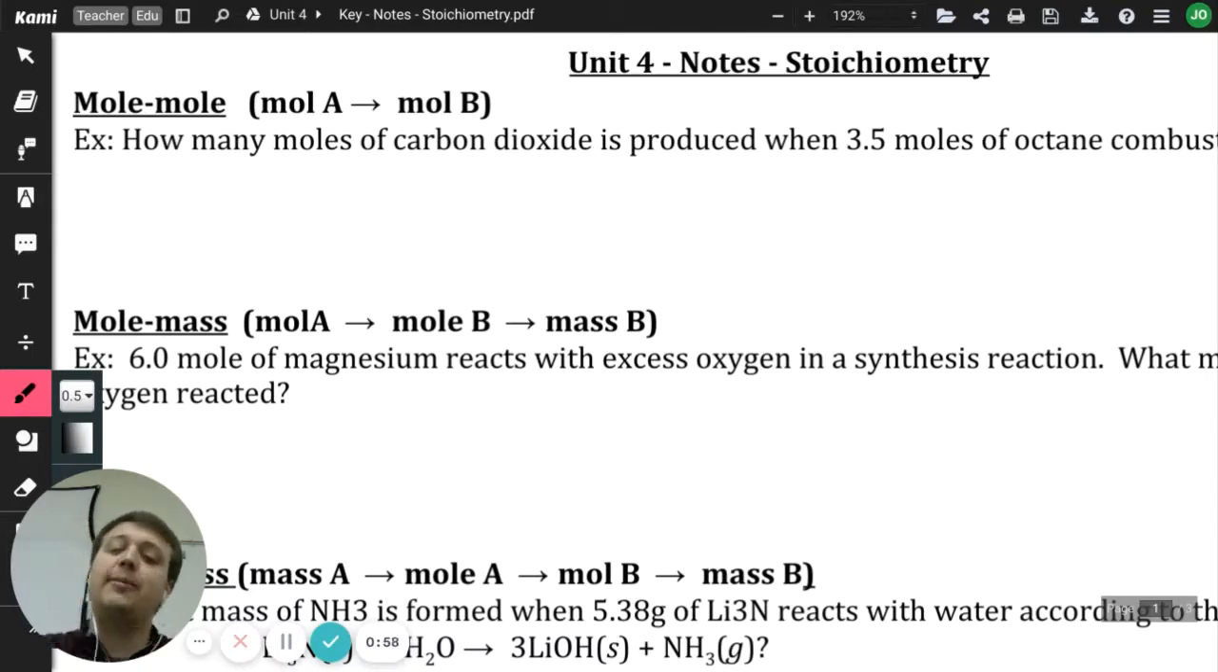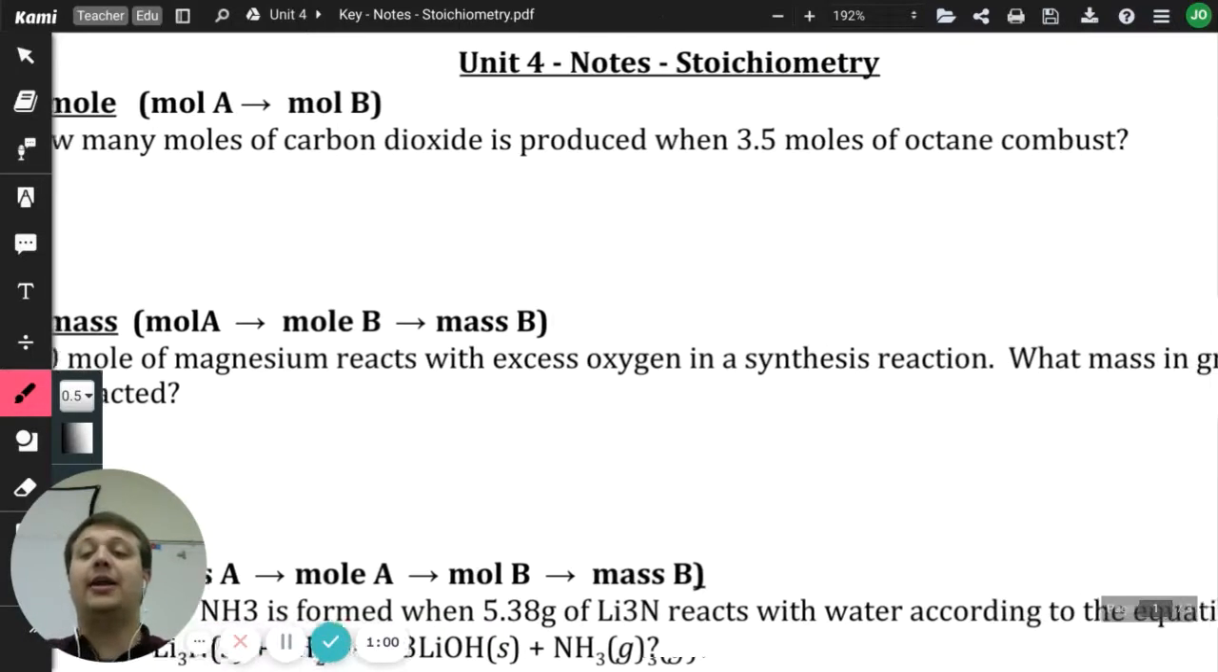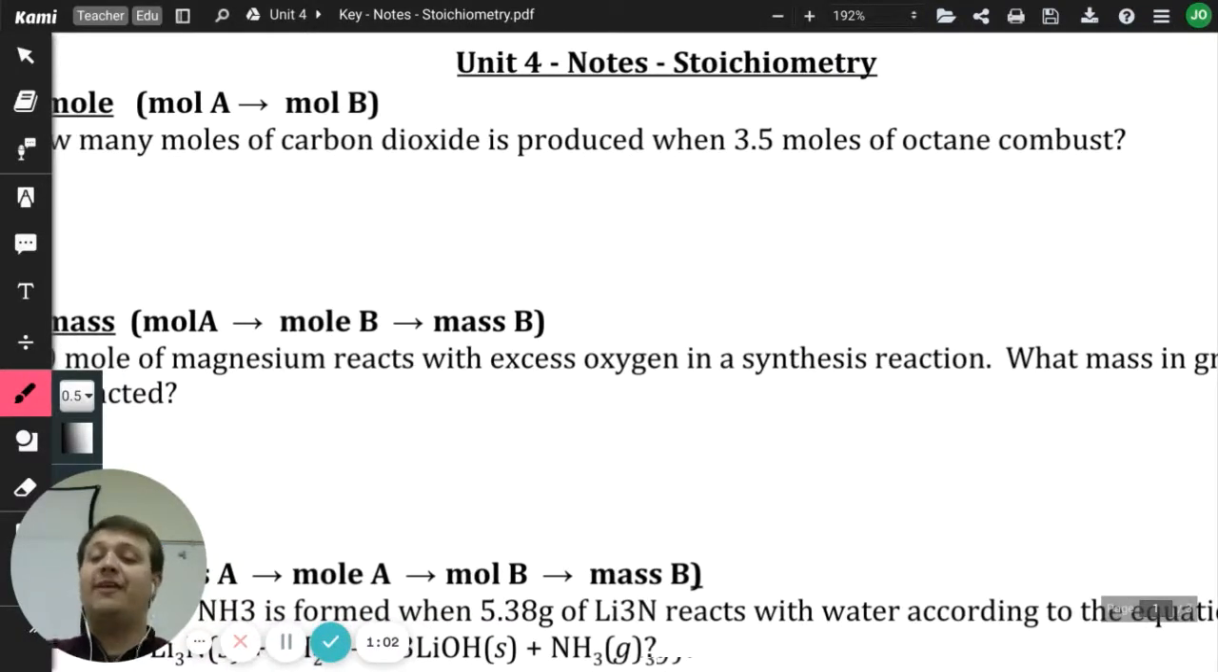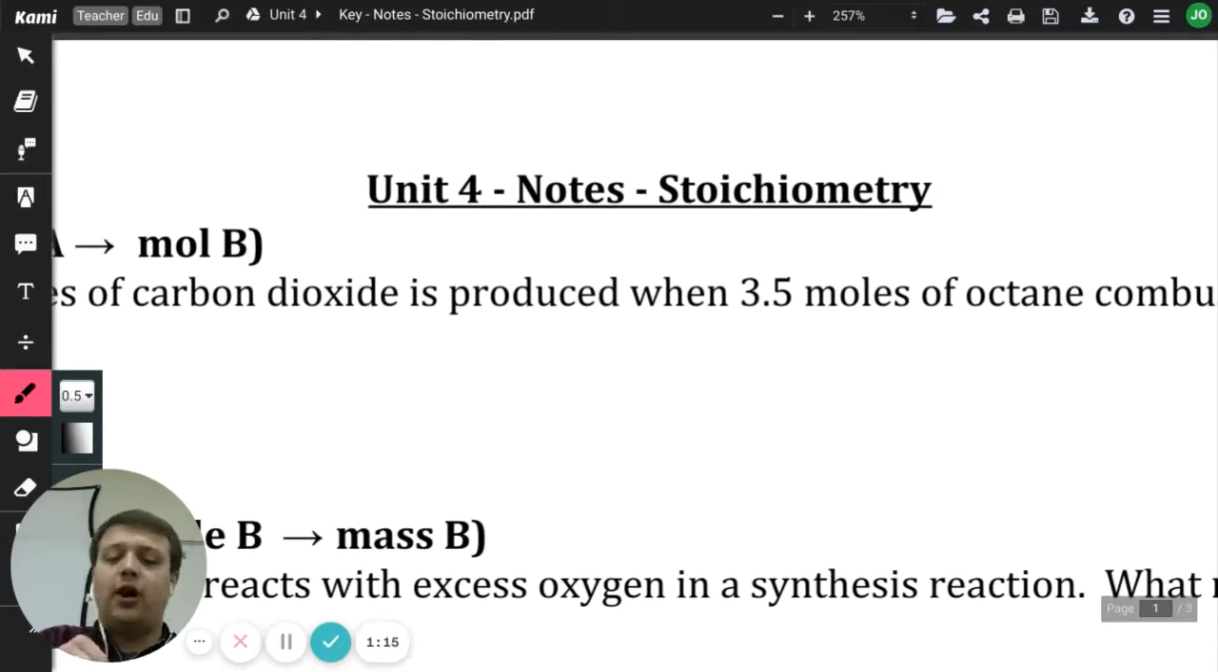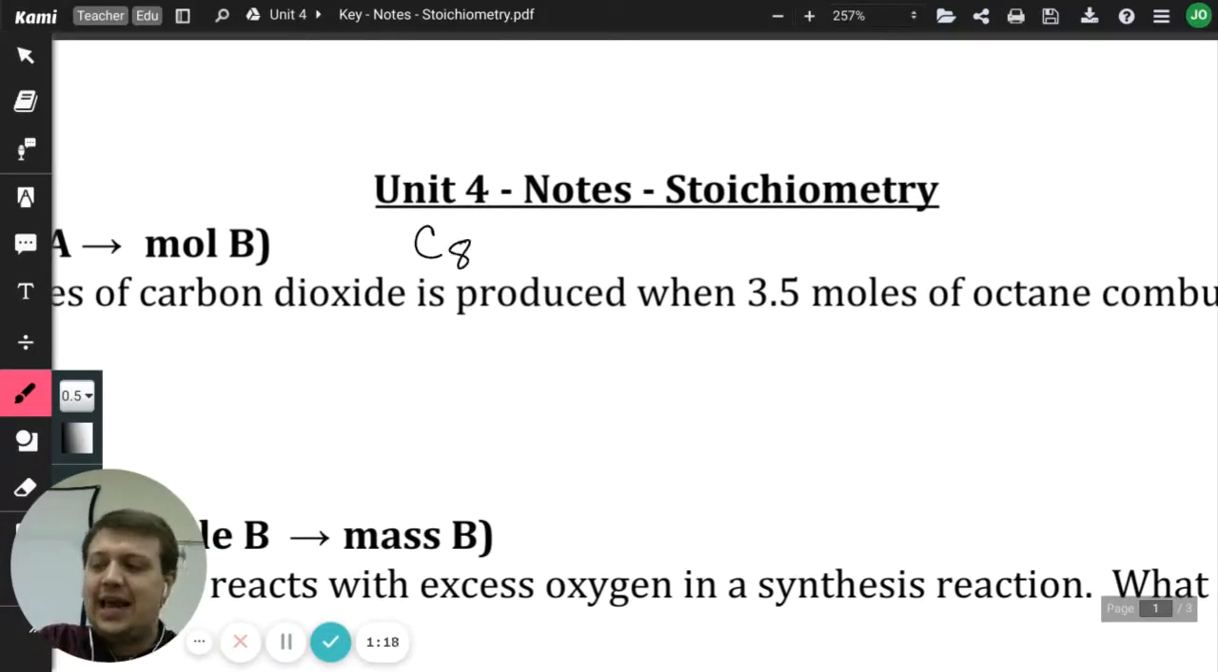It says, how many moles of carbon dioxide is produced when 3.5 moles of octane combusts? The very first thing we should do anytime we're working with stoichiometry is write out our chemical equation. I'm trying to combust octane. What is octane? Remember, octane is C8H18. Oct would be 8. For our hydrogen, it would be 2n plus 2, 2 times the number of carbon plus 2, so we get 16 plus 2 is 18.